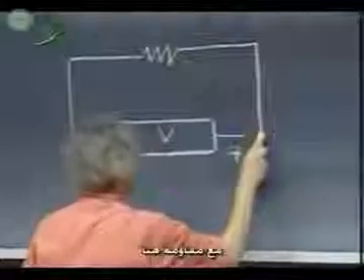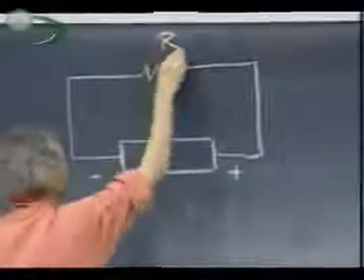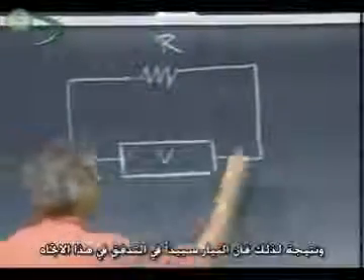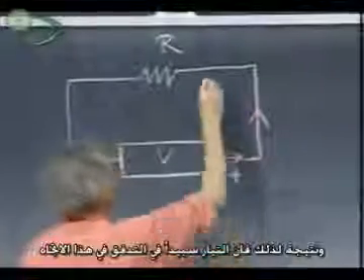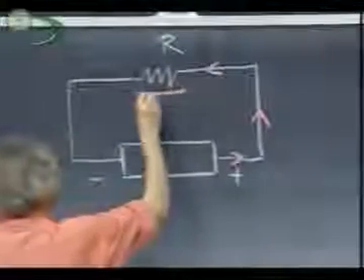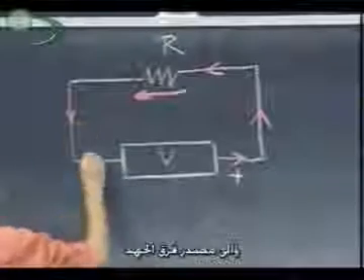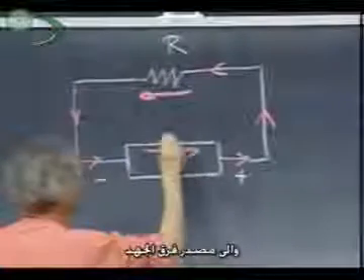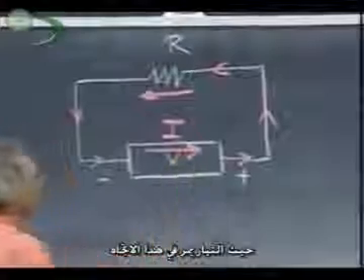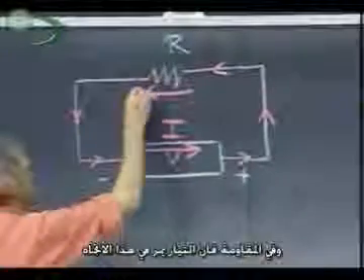I have a resistor here, R, and as a result of this, a current will start to flow in this direction, this direction, this direction. So in the power supply, the current flows in this direction. Through the resistance, the current flows in this direction.